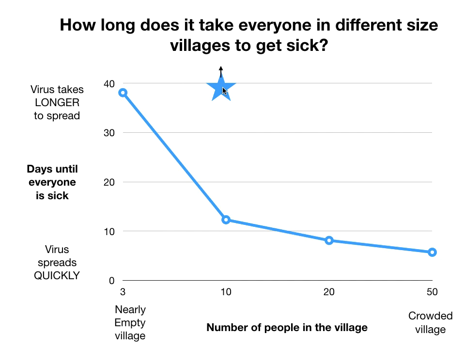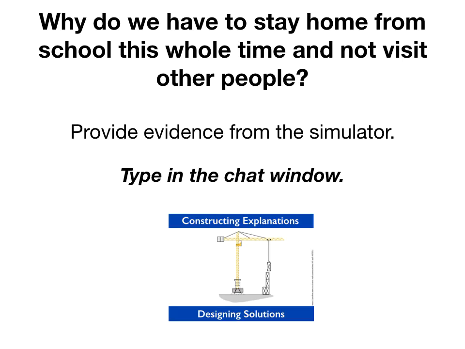We want to see if students really are putting things together and understanding what's going on. So we're going to ask them to construct an explanation. We want them to really answer the question, why do we have to stay home from school this whole time and not visit with other people? We're going to prompt them to provide evidence from the simulator.